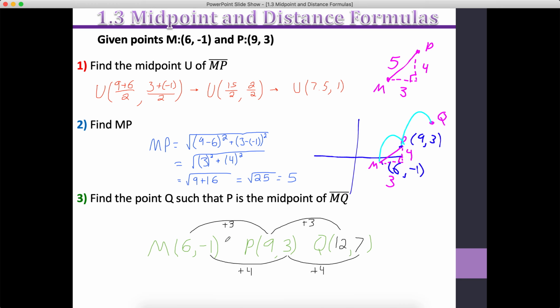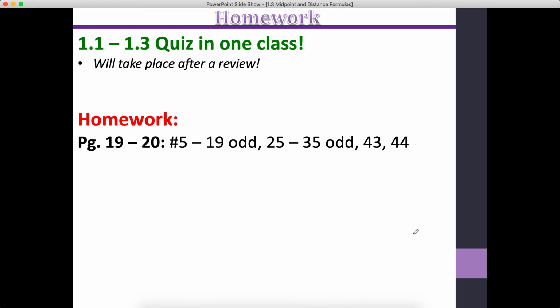I just wrote it out like this. To go from 6 to 9 is an increase of 3. If you increase by 3 again, you get to 12. Same thing with the y's. I increased by 4 and then increased by 4 again to get 12, 7. I think that's it, right?